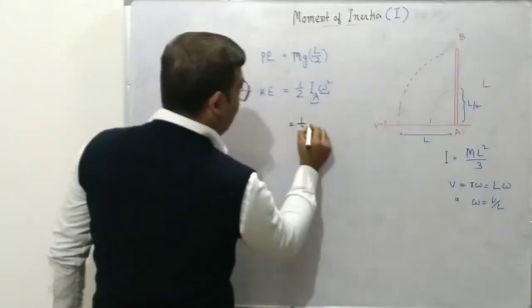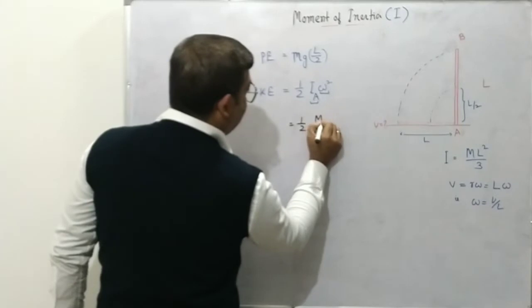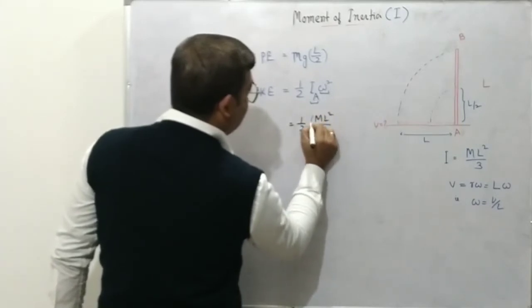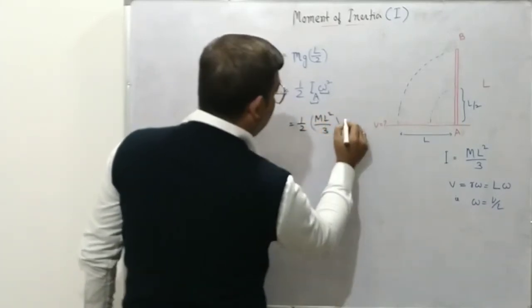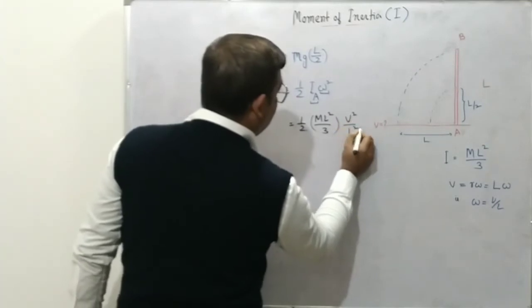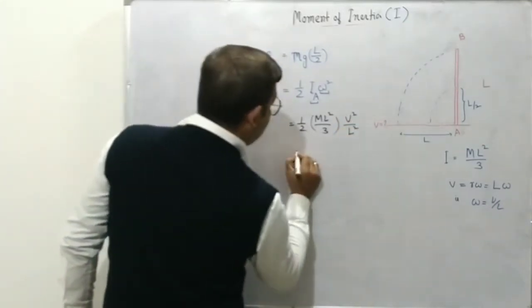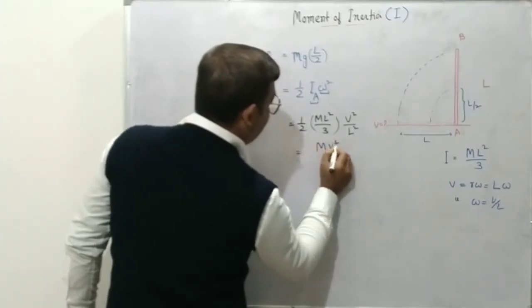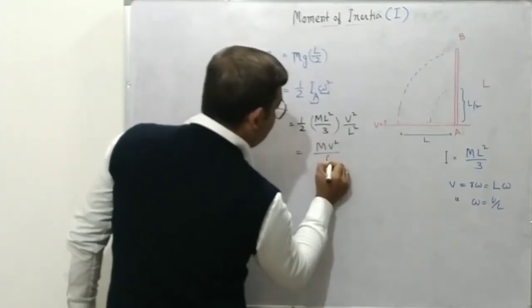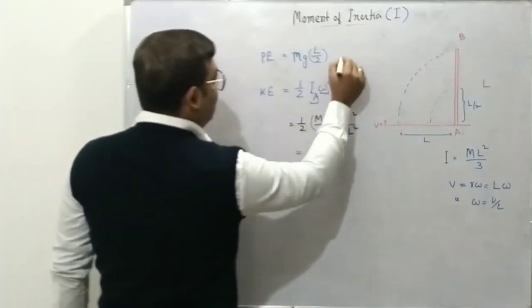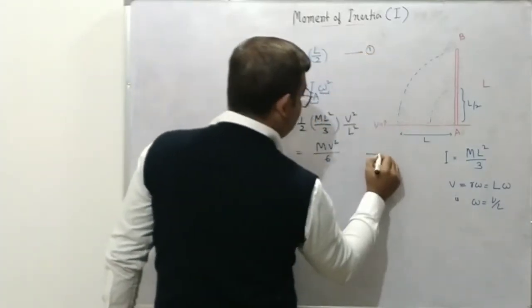which means the kinetic energy that point B has gained will be half I, where I is m L square by 3, multiplied by omega square, which is v square by L square. Or we can say this is equal to m v square by 6. This is equation 1 and this is equation 2.